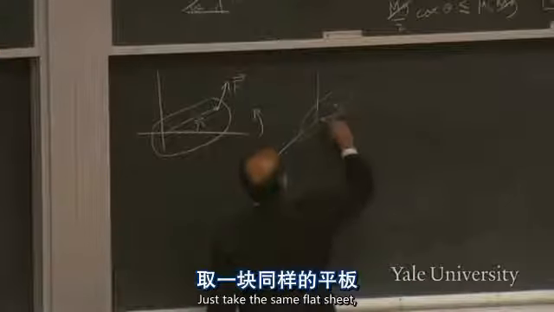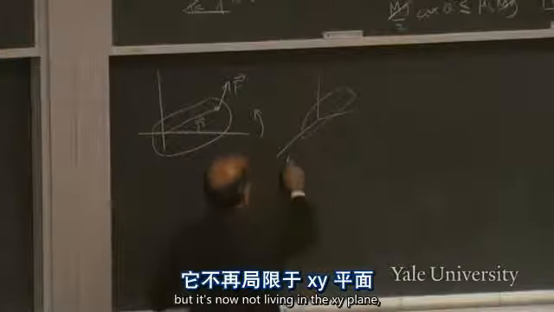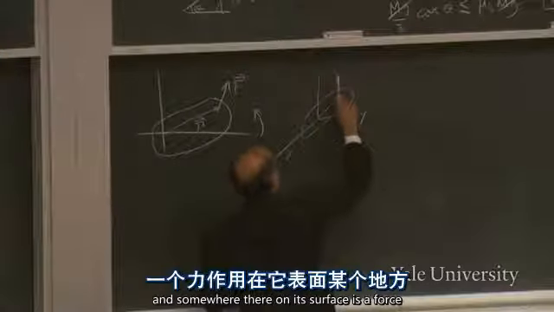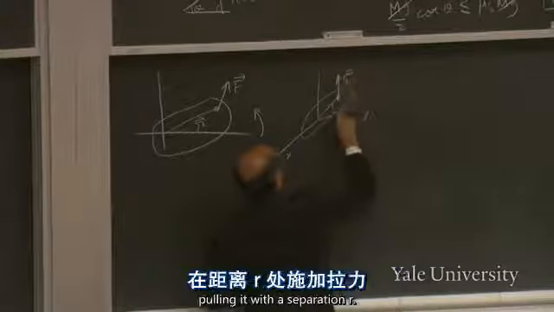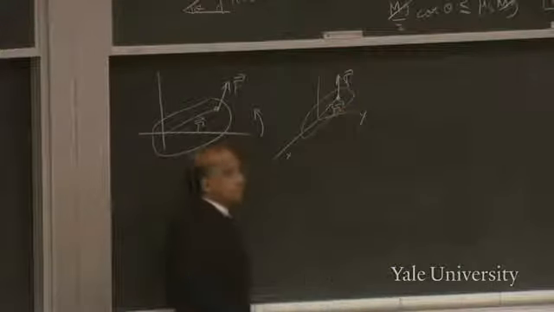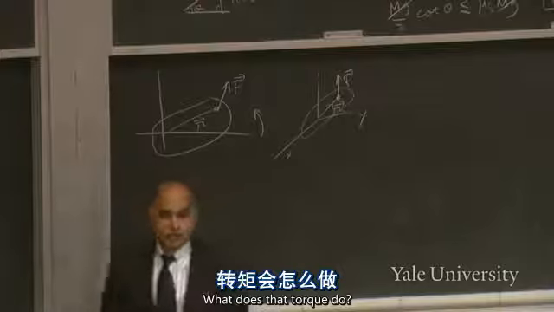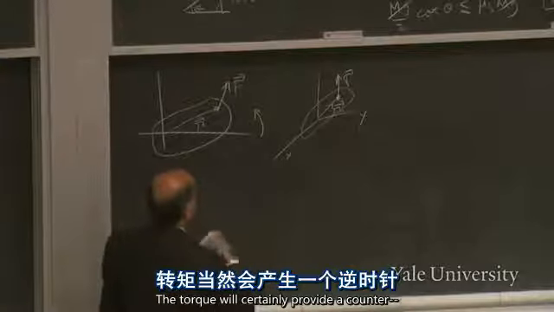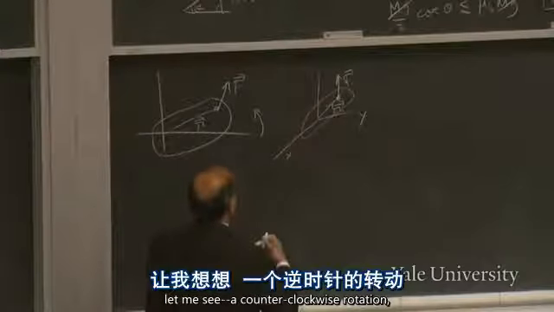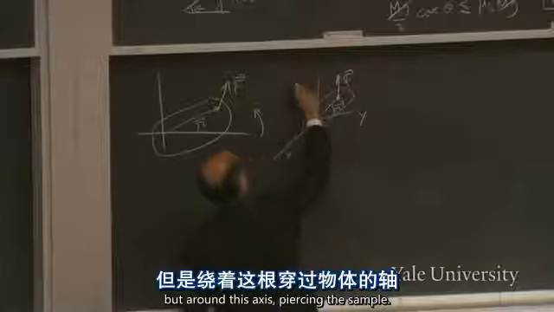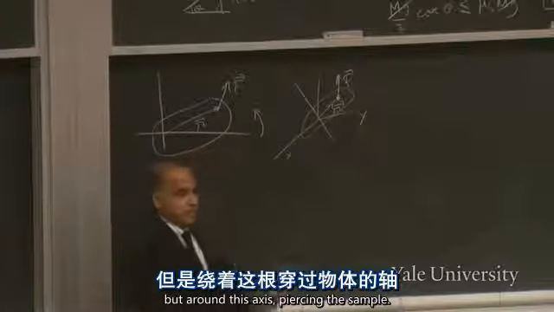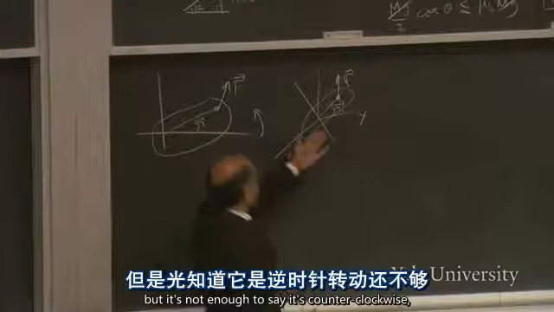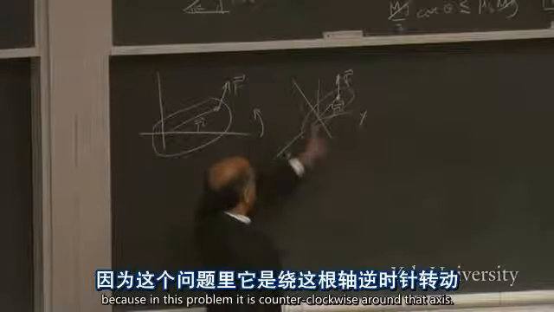But now imagine that this body is actually, you don't even need a potato for this, just take the same flat sheet, but it's now not living in the xy plane, but floating somewhere in space, and somewhere there on its surface is a force pulling it with a separation R. What does that torque do? The torque will certainly provide a counterclockwise rotation, but around this axis, piercing the sample. So we know it's counterclockwise, but it's not enough to say it's counterclockwise, because it is counterclockwise around that axis.